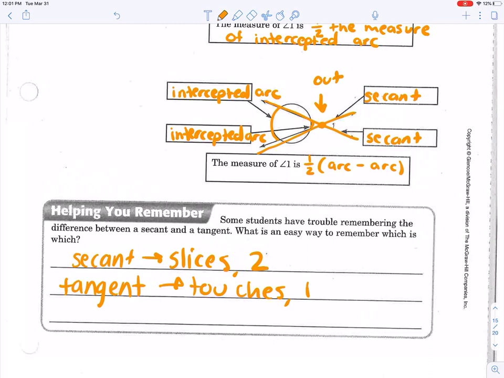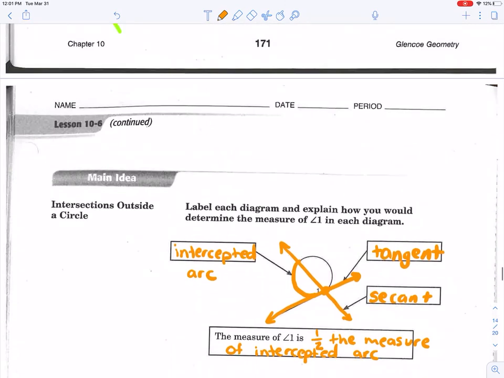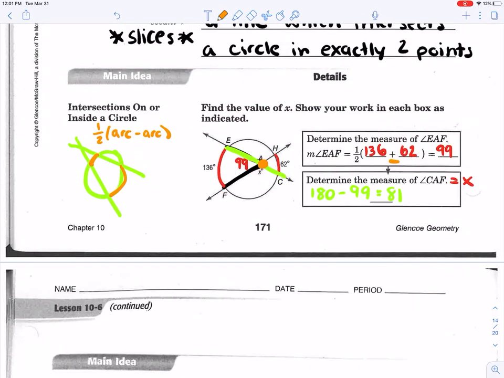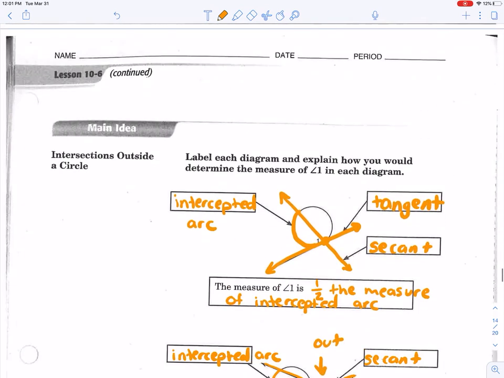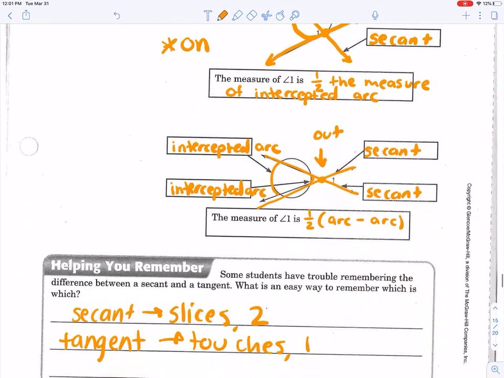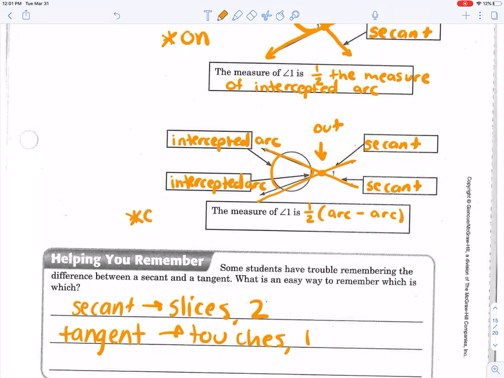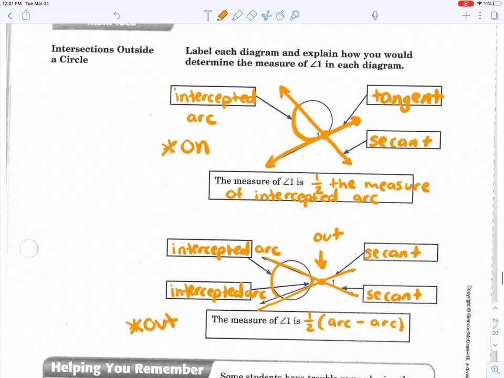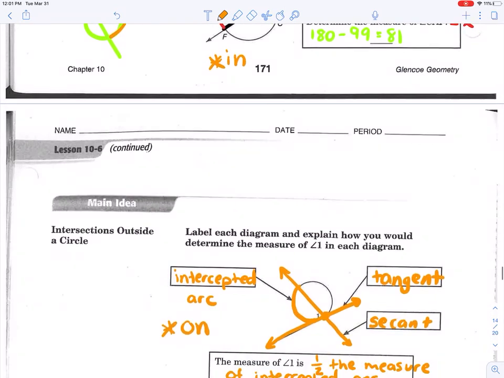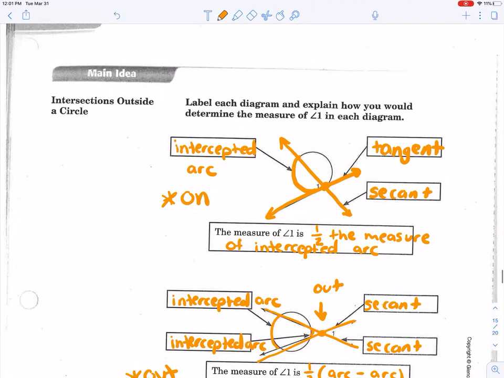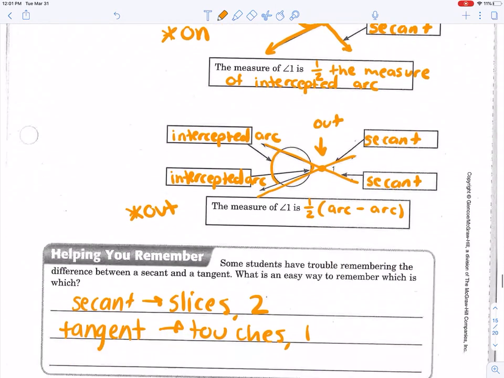So again, like I said, I gave you way more information than you needed a couple days ago, so this may seem a little bit like review, but we have three different situations. We have one where the vertex is inside, one where the vertex is on, and the last one where the vertex is outside. So we're not just looking at central angles at this point, we're looking at angles that are either in the middle of the circle somewhere, on the edge of the circle, or outside of the circle.